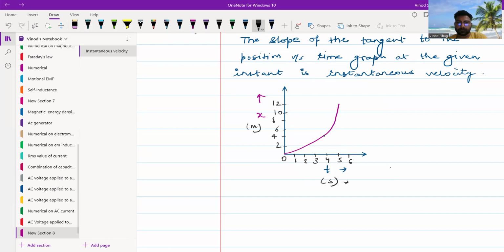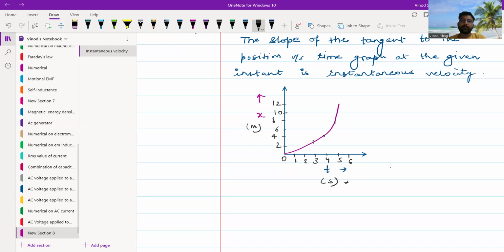So how to find out that? First of all, we will compare the average velocity with the instantaneous velocity. Then you will get a more exact idea about the graphical method. So let's say we are finding the average velocity between 3 and 5 seconds. Here it is 3 and here it is 5.